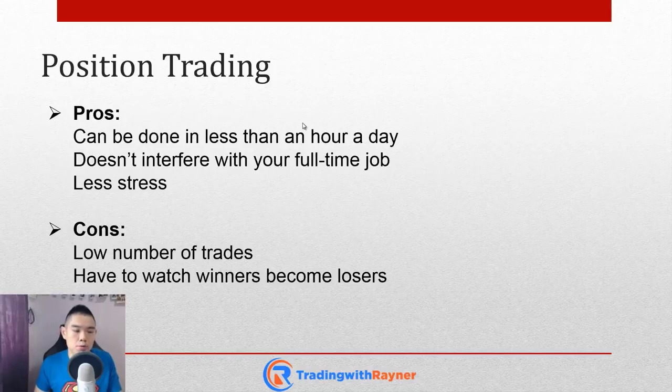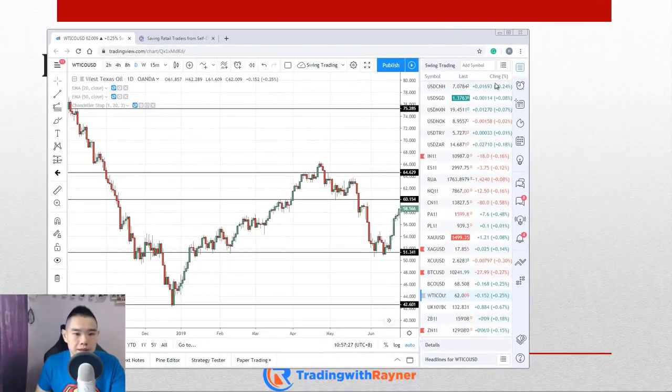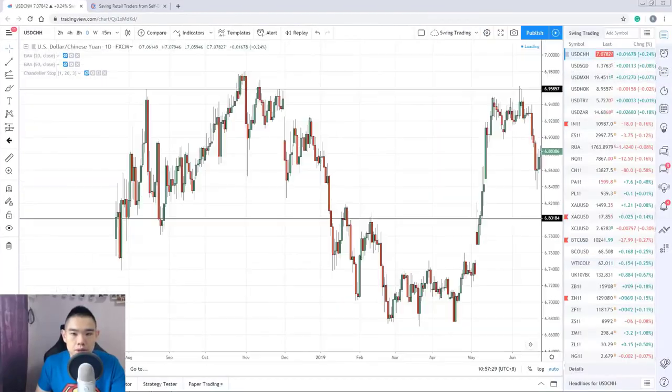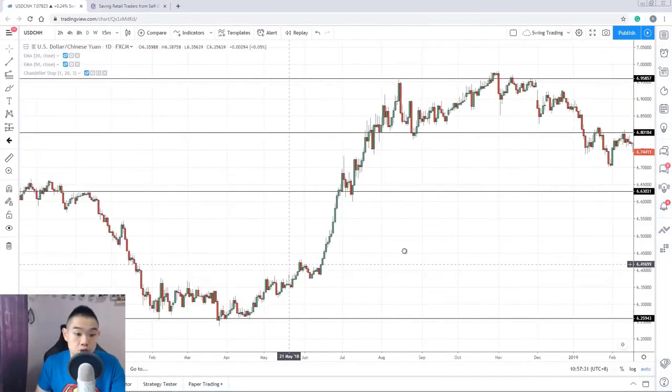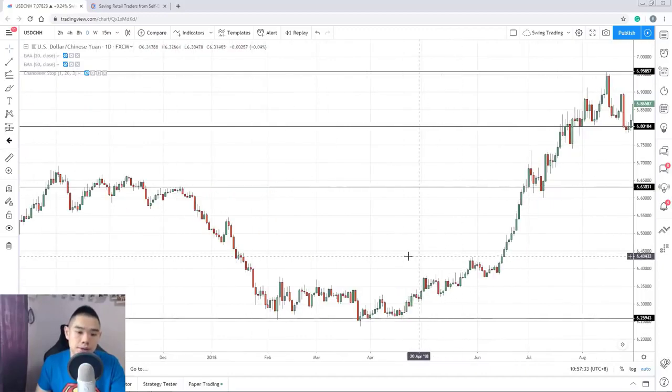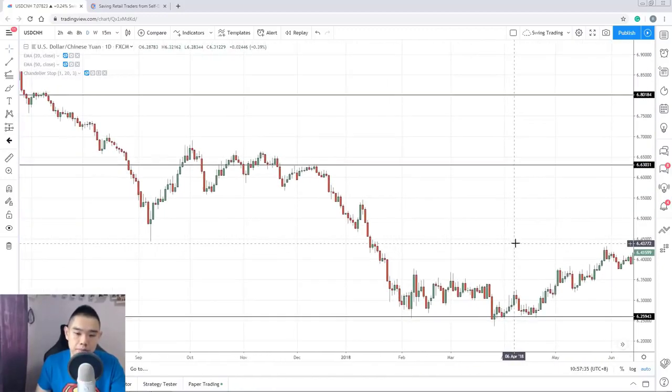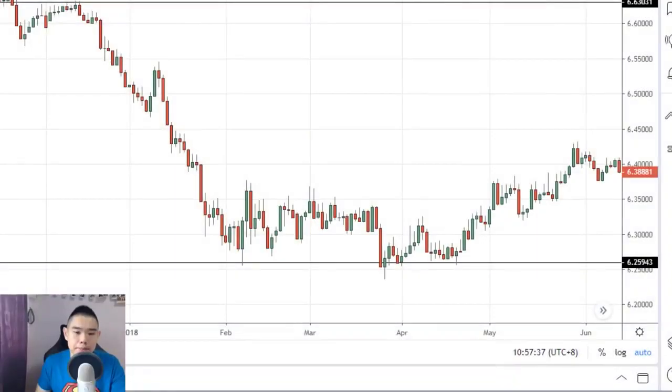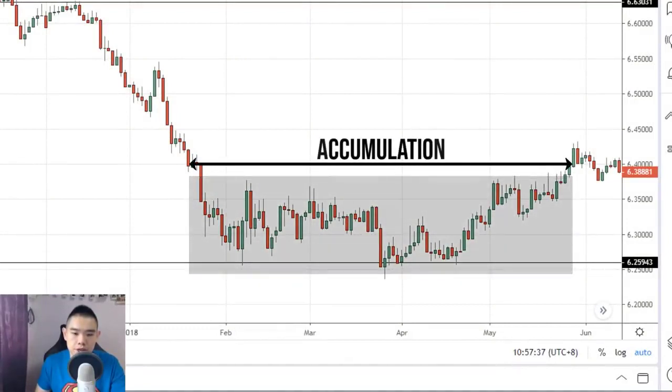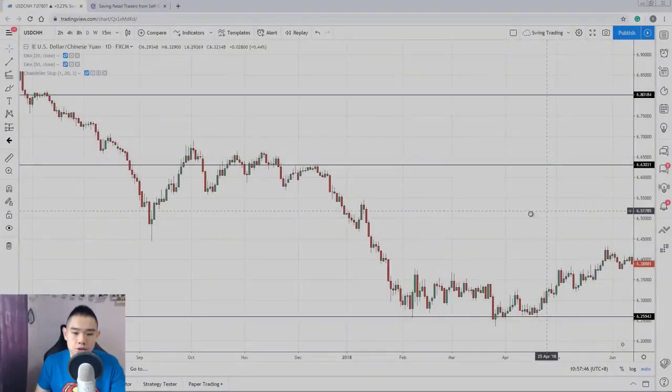Before we talk about the pros and cons, let me share an example. One example is the dollar against the Chinese yuan. This is a trending market, statistically. I've done backtesting on it, and you can see that this market is in a potential accumulation stage over here, in this range. Then it pretty much broke out of this resistance, and it started trending.